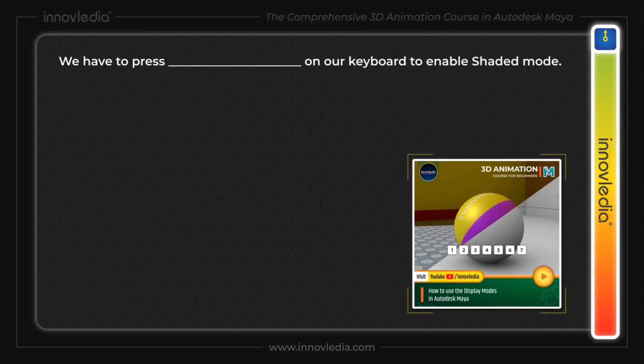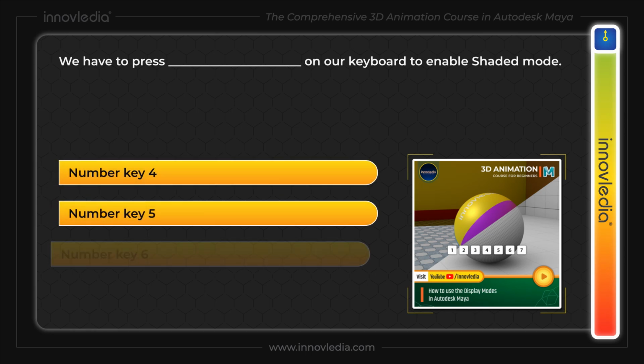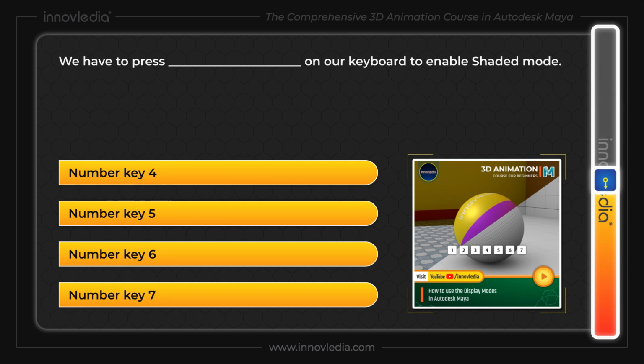We have to press dash on our keyboard to enable shaded mode. The options are number key 4, number key 5, number key 6, number key 7. Your time starts now. And the correct answer is number key 5.